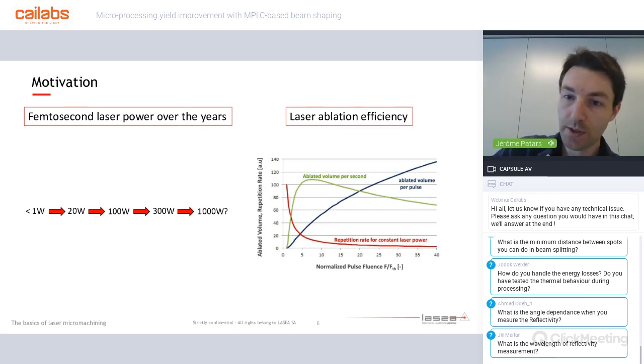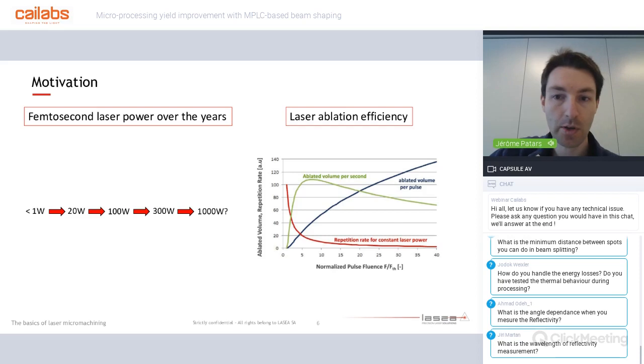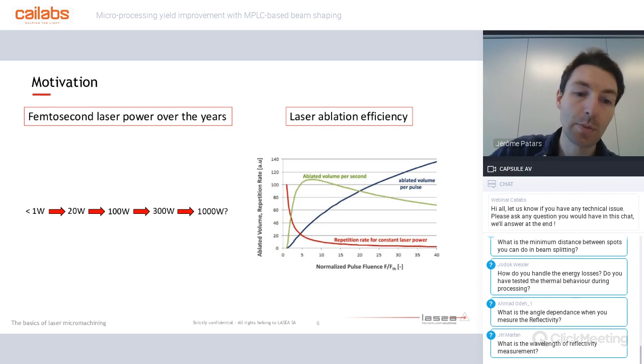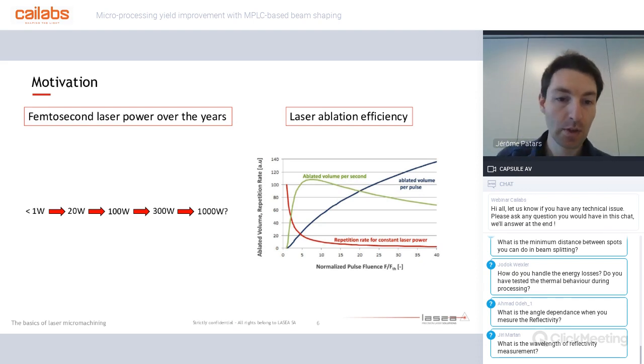But recently, we see an increase in power available from industrial lasers with some 100 watt power lasers, as well as very recently a 300 watt possibility for femtosecond laser output. And we expect in the next few years to have laser sources that can have an output up to 1 kilowatt in the femtosecond regime.